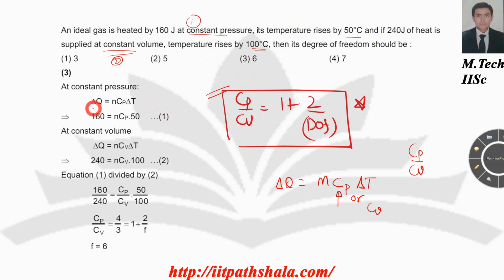So my first process is nothing but a constant pressure process. So delta Q will be equal to n Cp delta T, where delta Q is given to me as 160, and delta T is 50. Okay, the temperature is raised by 50 degrees Celsius. Now for the second process, similarly 240 joule of heat was added and the temperature was raised by 100 degrees Celsius. You will be finding out the value of Cv from here. Calculate the ratio of Cp by Cv and just compare it to the following expression over here. So I am getting a value of 4 by 3 for my Cp by Cv, and if I compare it to the following expression, I will be landing up with the degree of freedom equal to 6, okay, which is my option number 3.